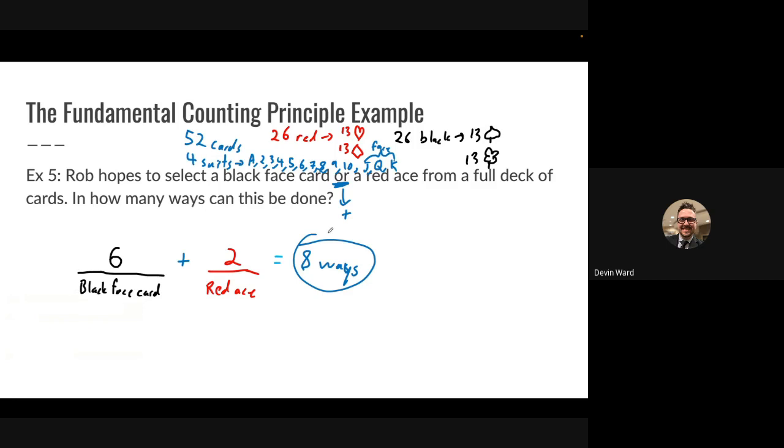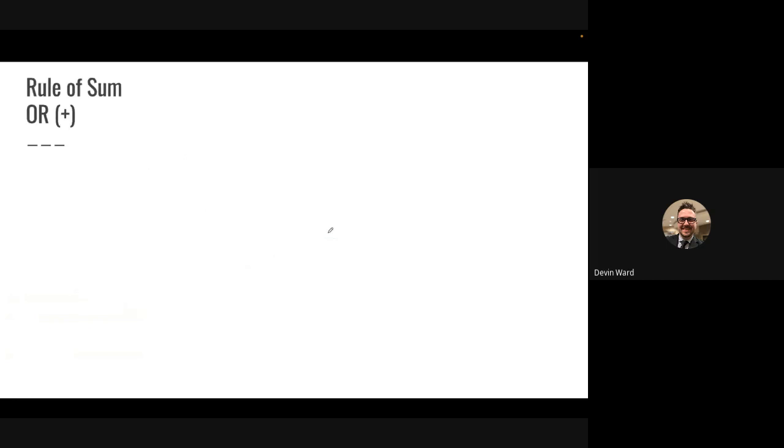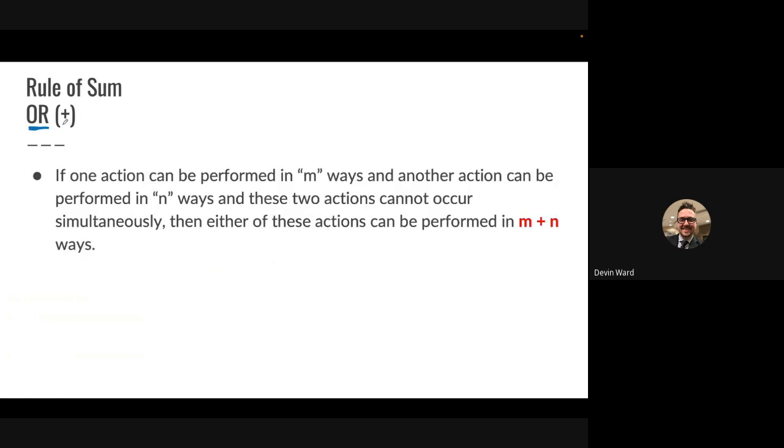Okay, so that leads us into our rule of sum. This is the "or", which is when we add. If one action can be performed in m ways, and another action can be performed in n ways, then these two options cannot occur simultaneously.